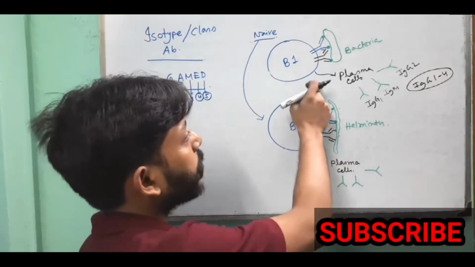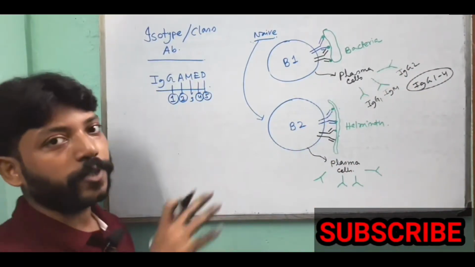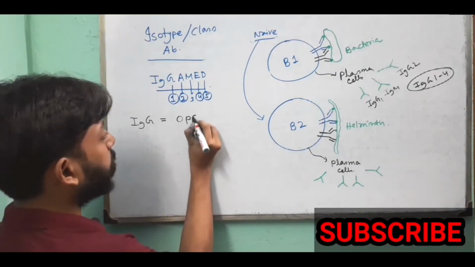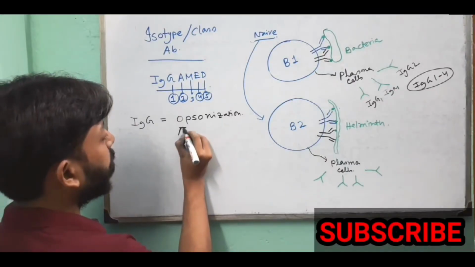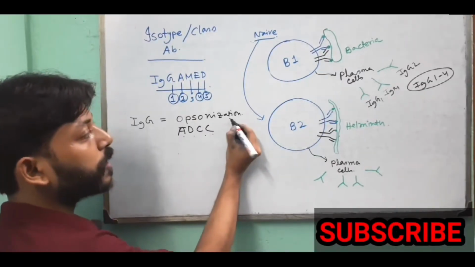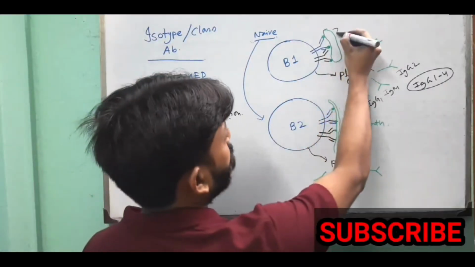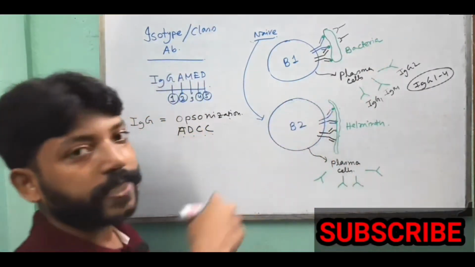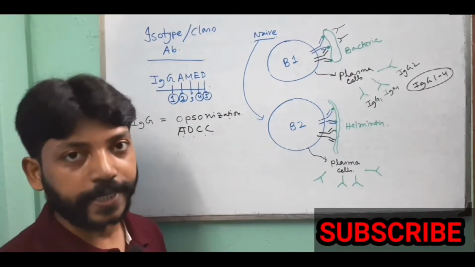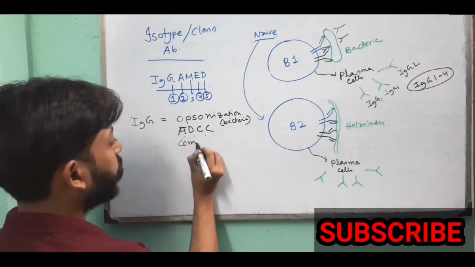So let's assume the B1 cell is producing these 3 antibodies, because all these isotypes have different functions. IgG performs opsonization, and also ADCC, antibody dependent cell mediated cytotoxicity. Opsonization means when IgG coats a bacteria, the bacteria can be engulfed or phagocytosed very efficiently. So IgG helps to eliminate bacteria. It can also activate the complement pathway.